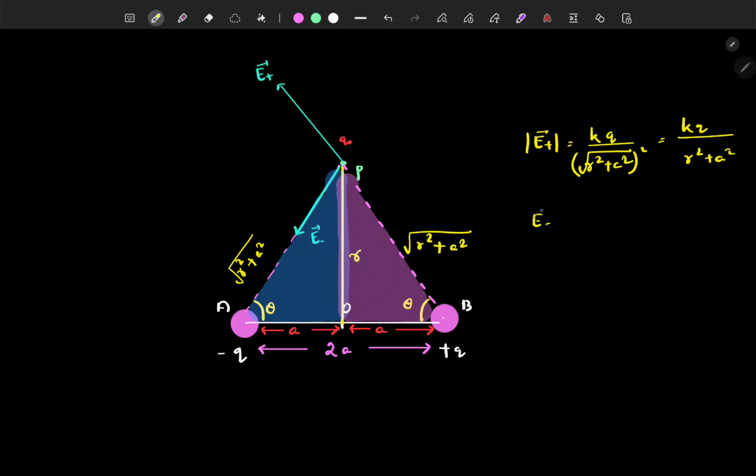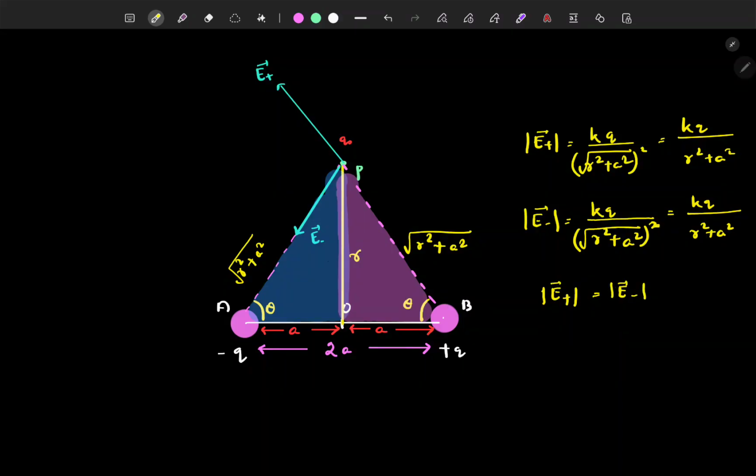Next thing, E minus vector magnitude. This will be KQ divided by R square plus A square, the distance whole square. It is minus Q, but we take only the magnitude. So this is KQ divided by R square plus A square. From this we came to know E plus is equal to E minus. So magnitude wise, E plus vector magnitude is equal to E minus vector magnitude.